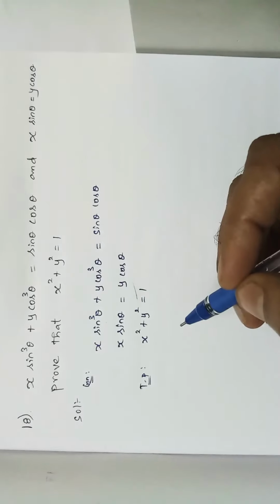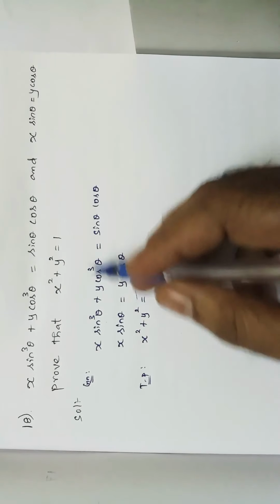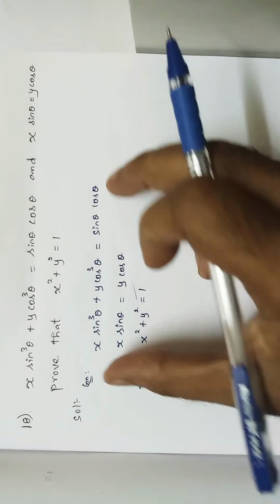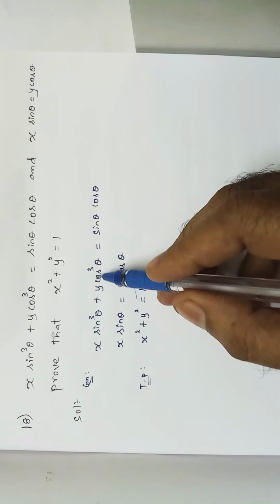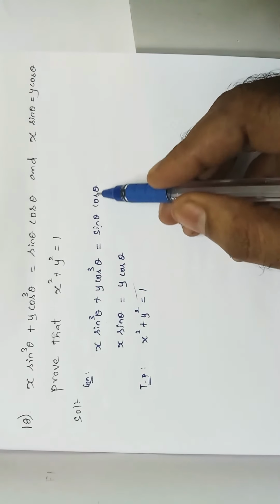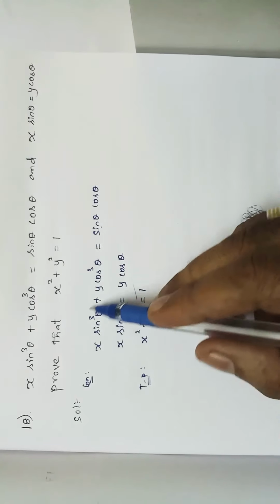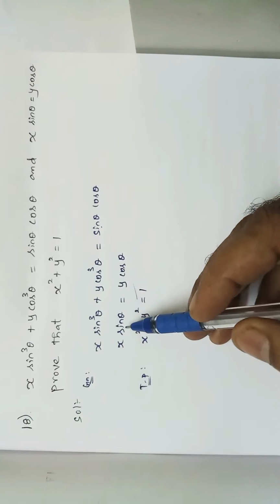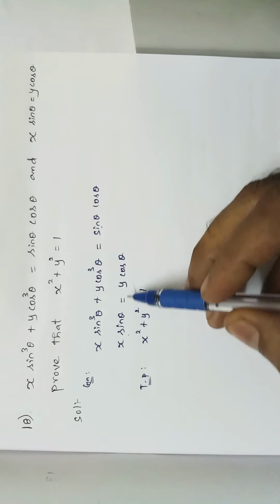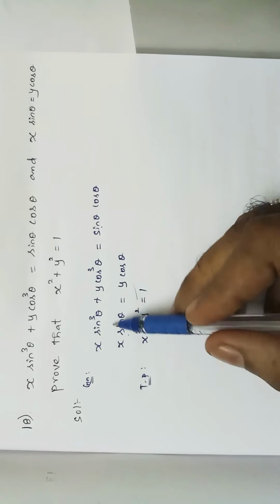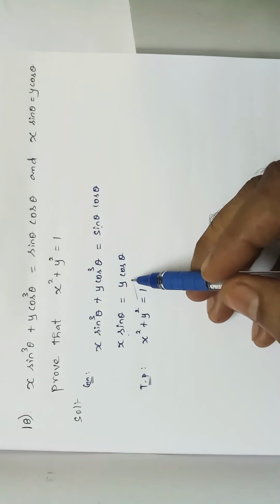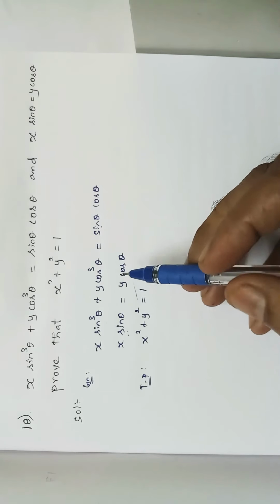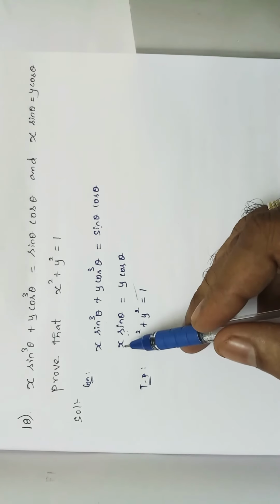So now I'm going to find the value of x and y in terms of cos and sine. Just see the given, x sine cube theta plus y cos cube theta equal to sine theta into cos theta. See this x sine cube theta, shall I convert it? One more given is there, x sine theta is equal to y cos theta. So instead of x sine theta, I can substitute y cos theta, and instead of y cos theta, I can substitute x sine theta, right?